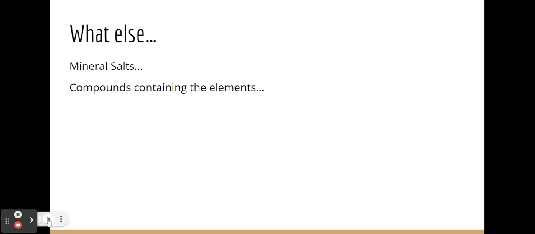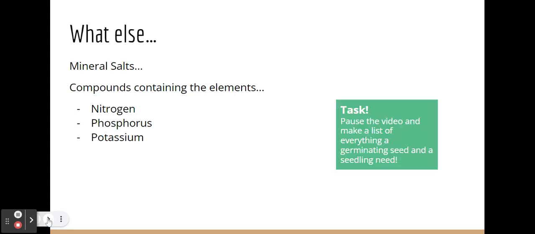What else is needed? We need some other things still. We're going to need some mineral salts. These are compounds containing the elements nitrogen, phosphorus, and potassium. These are also really important as they help the plant to grow and continue on in its life cycle. So pause the video and make a list of everything a germinating seed and a seedling need. These lists are going to be a little bit different from each other. So pause the video now and complete that task.